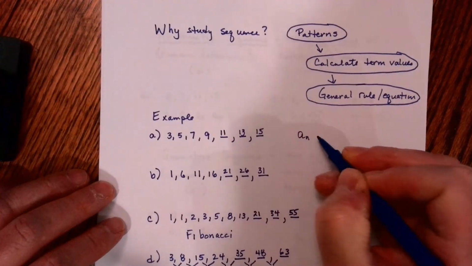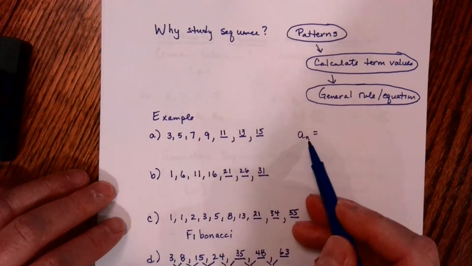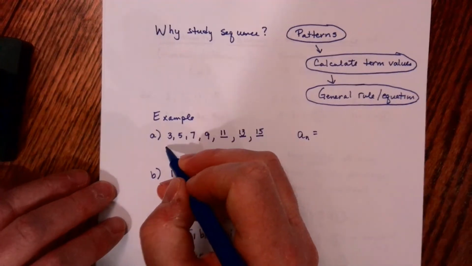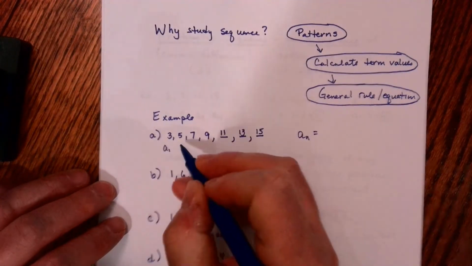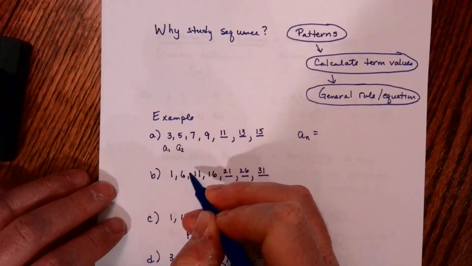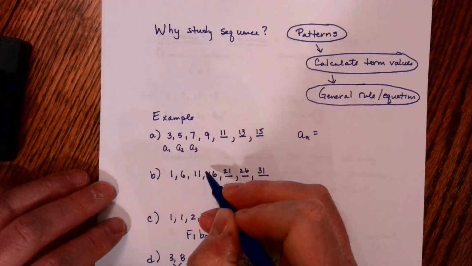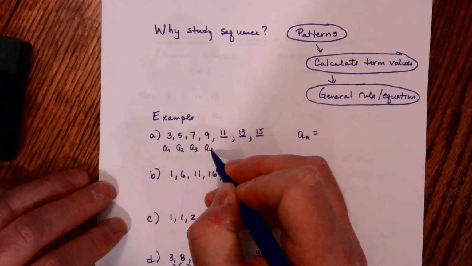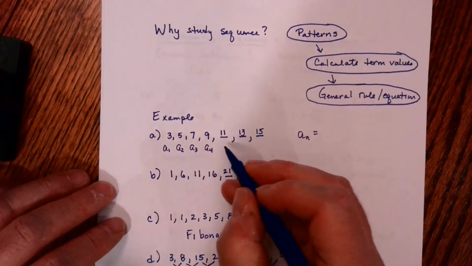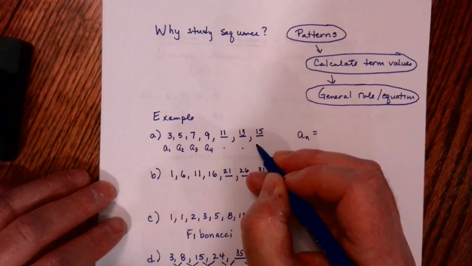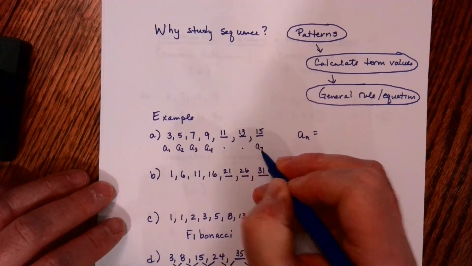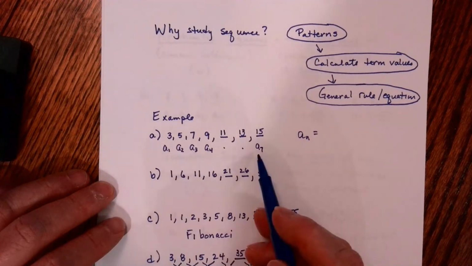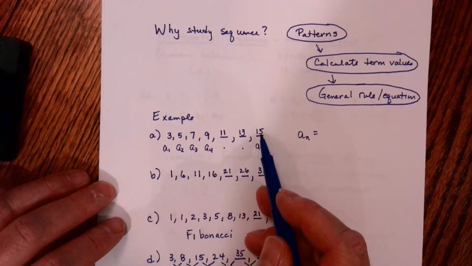Using sequence notation, I can say that A sub n represents the number of the term. For example, again, the number 3 would be term number 1, the number 5 would be term number 2, the number 7 would be term number 3, the number 9 would be term number 4, and so forth and so on, until I get all the way out here to term number 7. So I have 7 terms, but they have different values. The value of my 7th term is 15.